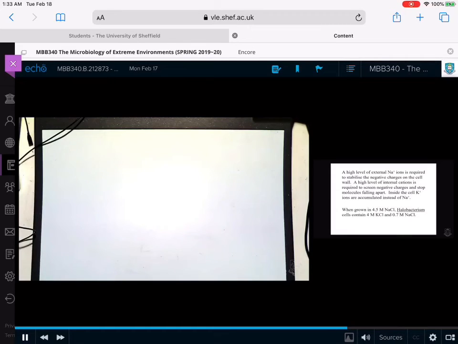Now, that line at the bottom of the slide there, they're saying when they're growing at 4.5 molar sodium chloride, we get this and that. That is a very difficult experiment to do. It's not been done all that often. We've done it in my lab many years ago.